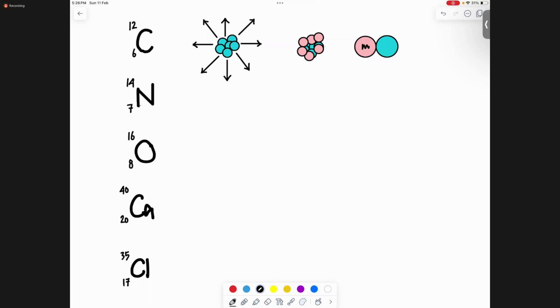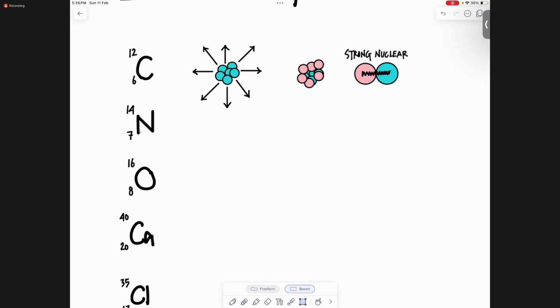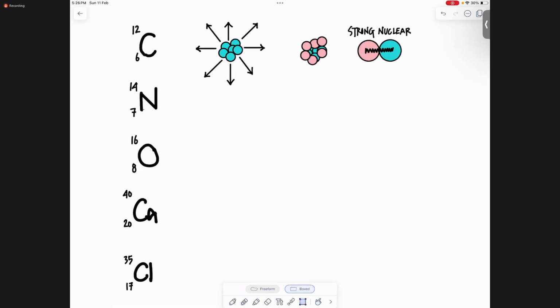Inside, a particular bond is generated, exchange particles are what they're called, and this is the strong nuclear force. Now the thing is, a strong nuclear force can only be exerted and experienced between a proton and a neutron. Okay, and that's why the nucleus remains stable.